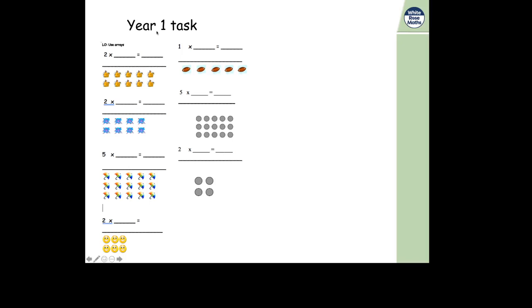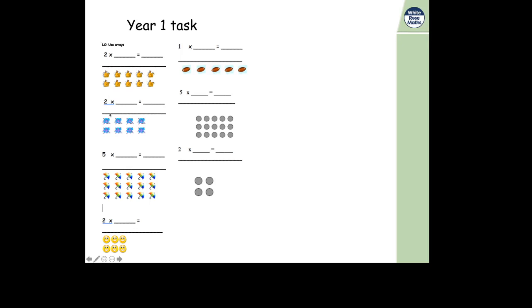Year 1s, you have got here some arrays. And I filled in the first bit for you. Okay, so 2 groups of what? How could you split that up into 2 groups? How many's in each group? And then how many have you got altogether? And then underneath, I want you to write the addition that goes with it.